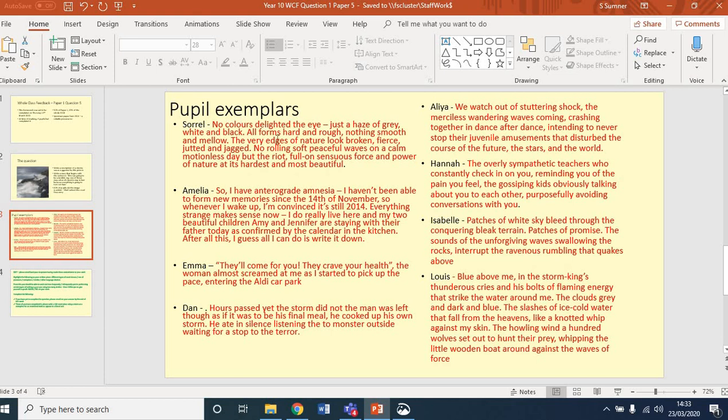Going to Sorrel, we talk about how colours delight the eye, so she reverses that with this haze of grey, white and black. Again, the talk about the forms, the very edges of nature look broken, so the idea of the storm being so powerful that the framework of the world is being torn to pieces. And again, there's the imagery of things that are hard, sharp, hard and rough, nothing smooth, broken, jagged, jutted, power, hardest. This kind of emphatic writing is great.